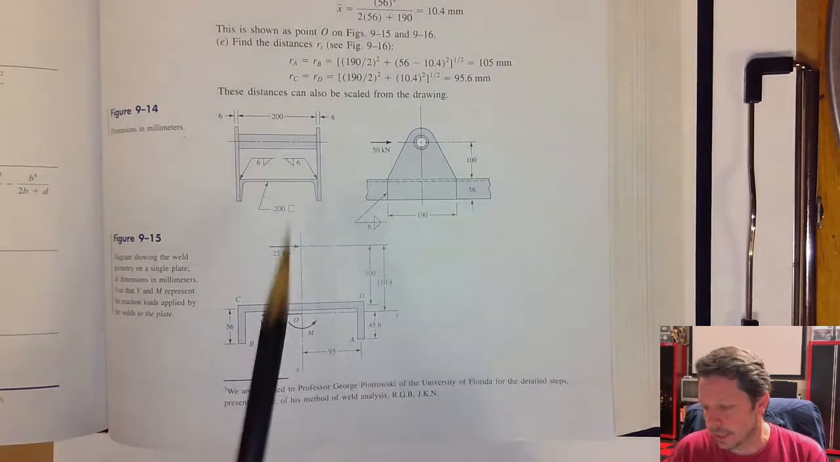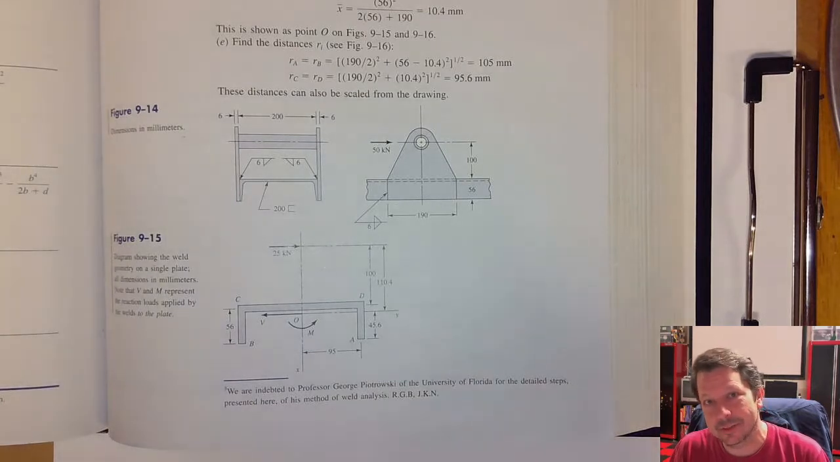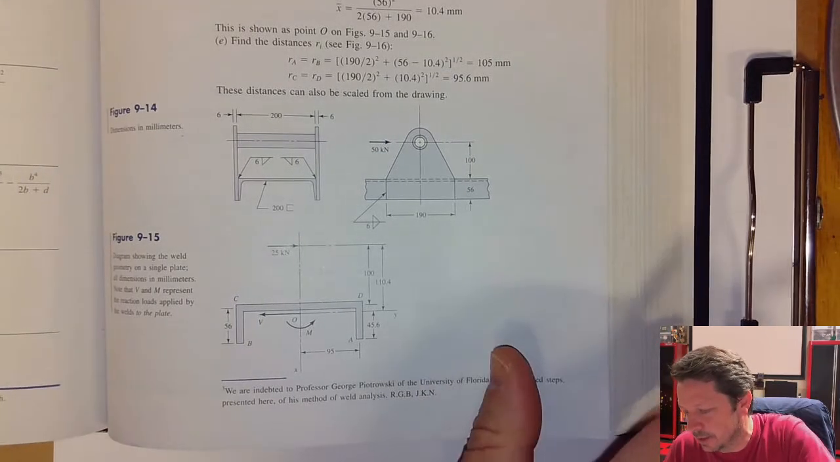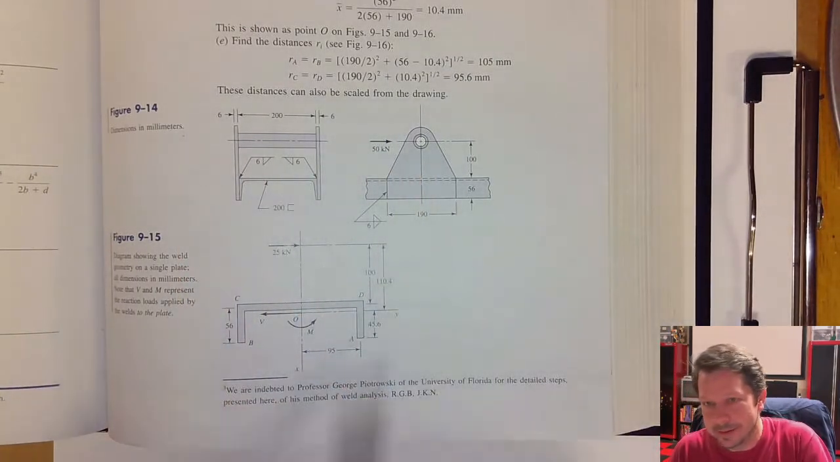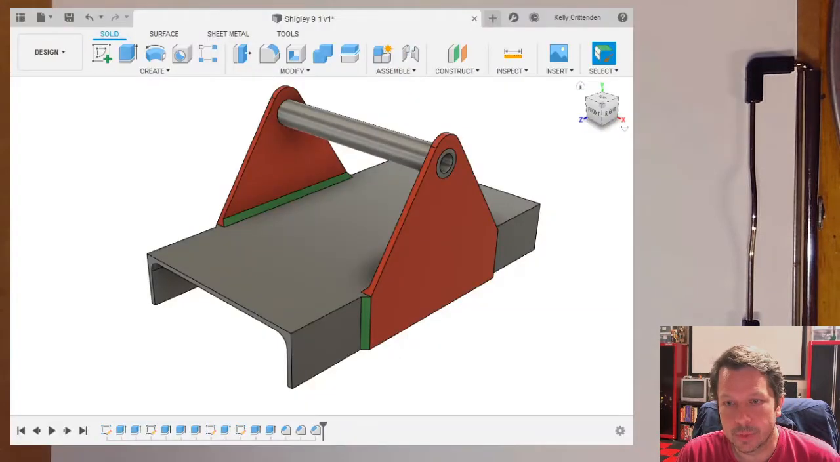And then it goes through the calculations of direct shear, secondary shear, combines them together, and finds the worst case shear stress. So I thought probably what would help us first is to try and figure out what this is even telling us. So let's go over to Fusion. This is Fusion 360, and look at what is actually going on here.